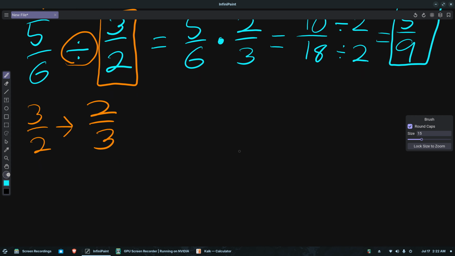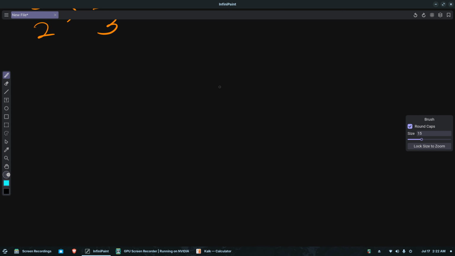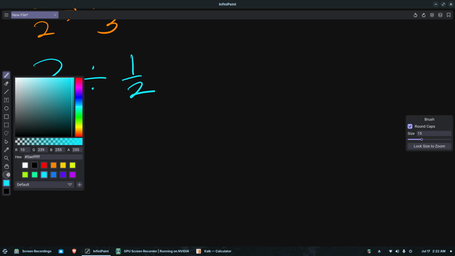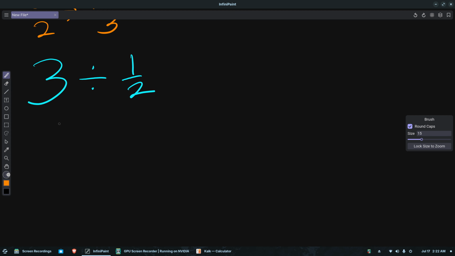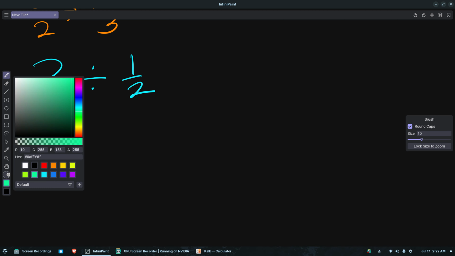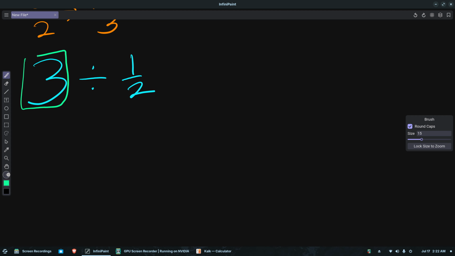Now, let's say we had something like this. Let's say we had 3 and we wanted to divide this by 1 over 2. So now we have a whole number. Well, one thing that may be helpful for us to do is to turn this whole number into a fraction, right? So we'll start by looking at 3, and 3 can actually be turned into 3 over 1, because 3 equals 3 over 1.